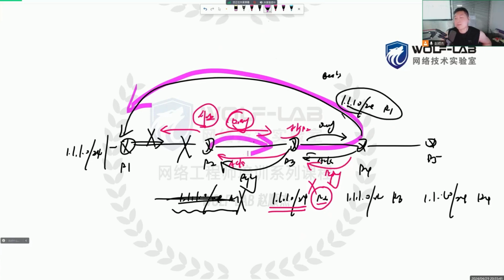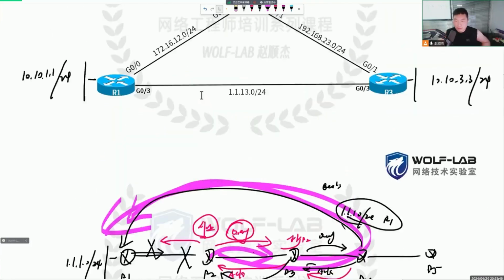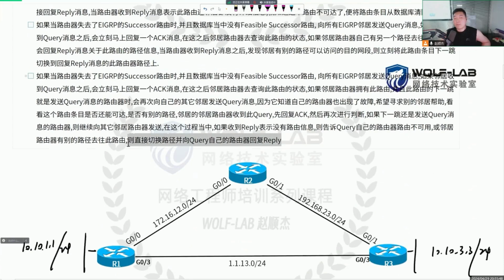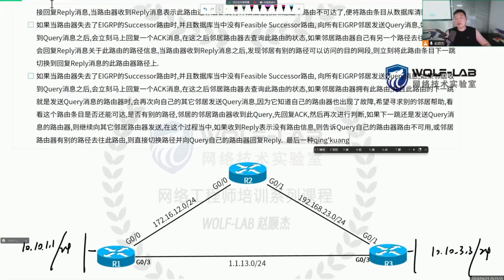Went through once. This is the second situation in the journey. Then there is a third situation. Then the last situation: if this query message has been sent to the boundary of EIGRP. What is the boundary of EIGRP, for example, in this diagram?